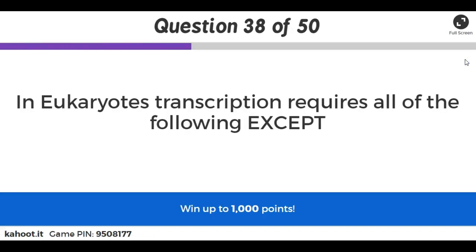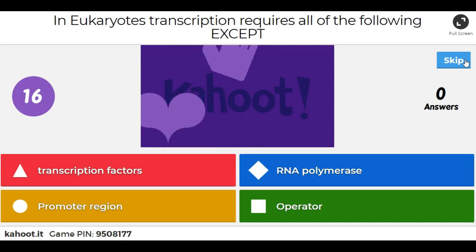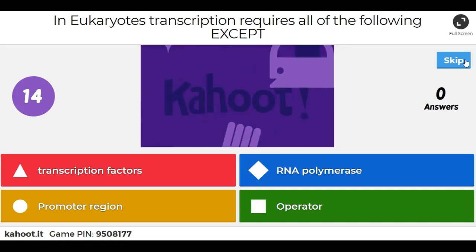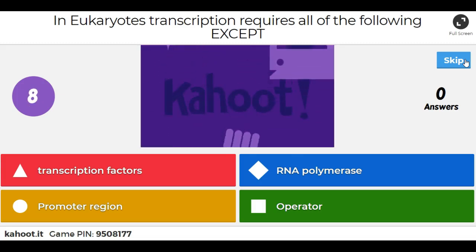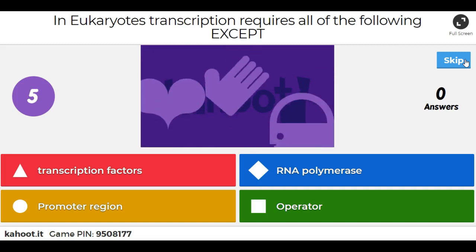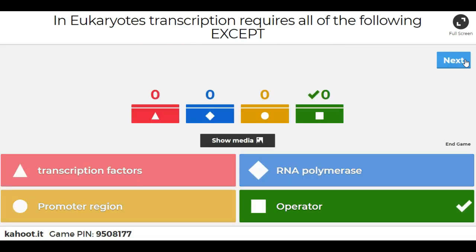In eukaryotes, transcription requires all of the following except. So in eukaryotes, we require transcription factors, RNA polymerase, and a promoter region, which is usually a TATA box. We do not require an operator, and that's because operons and operators are found in prokaryotes only.